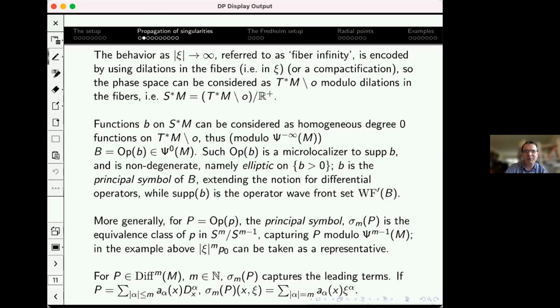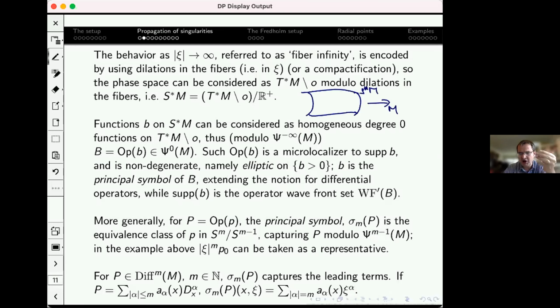Anyway, for the purposes of this talk, I will just do the usual, much more common quotient. So the cosphere bundle looks like this. This is the underlying manifold, and this is the cosphere bundle, so just spheres over each point.